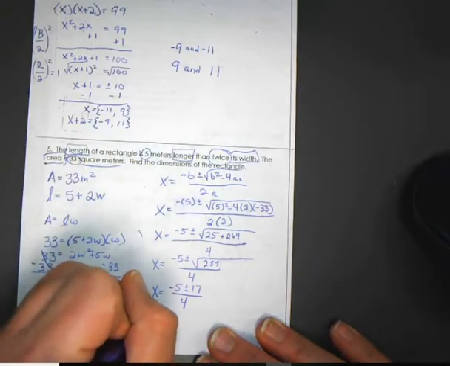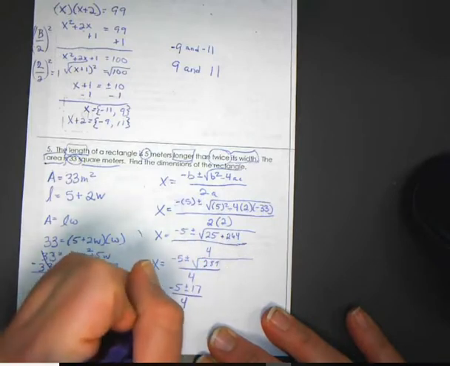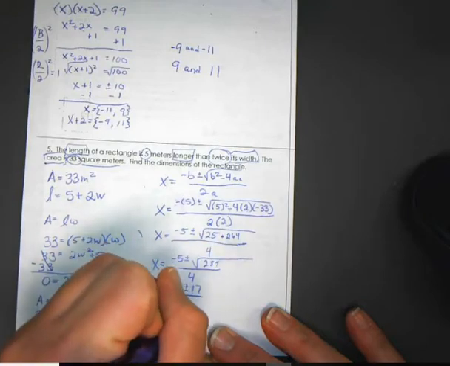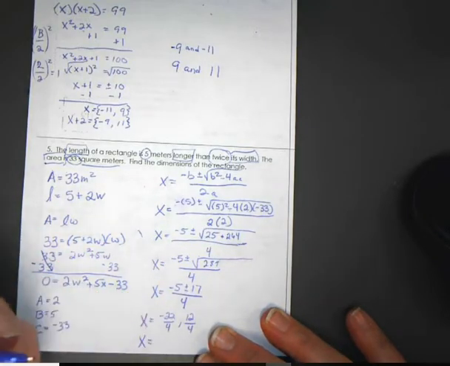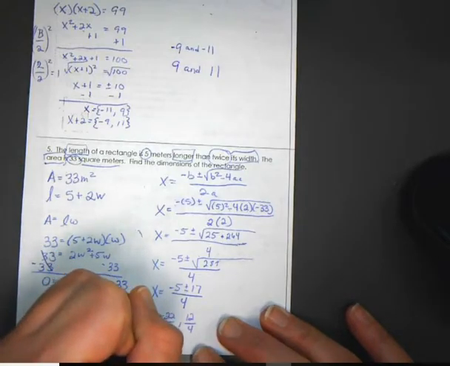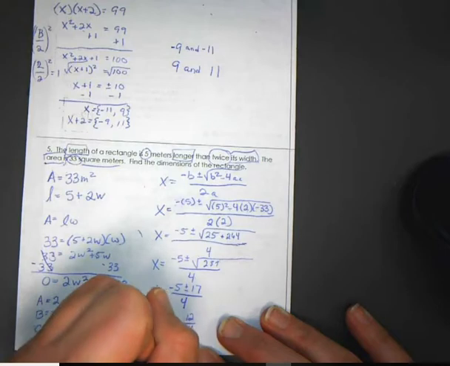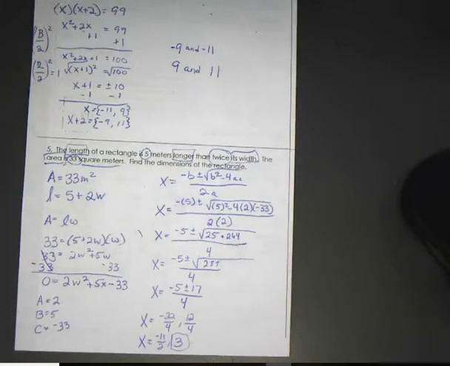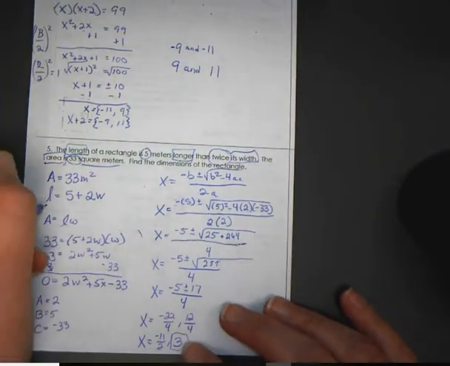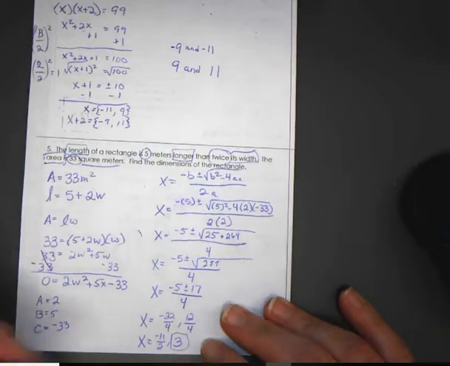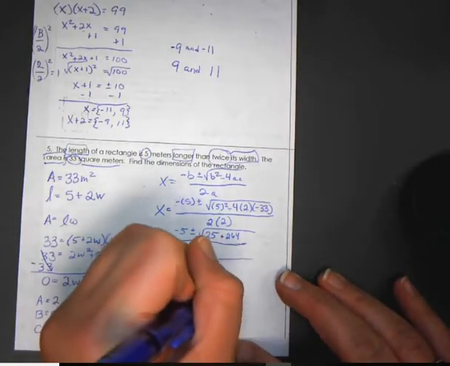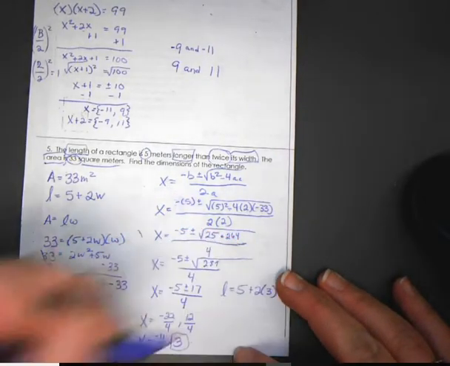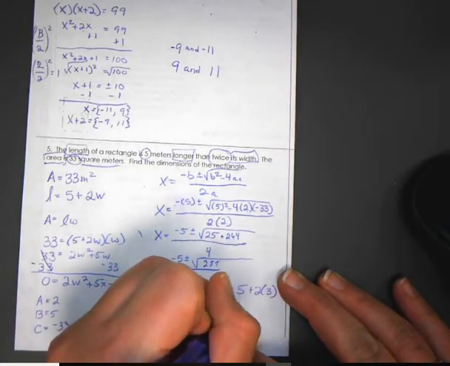So we're going to end up with x equals negative 5 minus 17 is negative 22 over 4. Negative 5 plus 17 is 12 over 4. We need to simplify. So that gives me negative 11 over 2 and 3. And remember, we don't care about our negative answers because our width can only be positive. So if our width was our x, because that's what we solved for w, our length will be 5 plus 2 times 3. 2 times 3 is 6, plus 5 is 11.